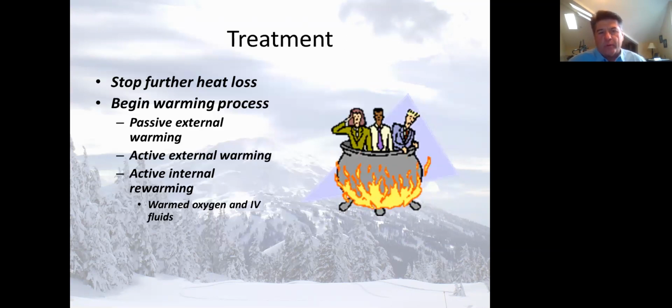You want to begin the warming process right there by passive external warming. Think about it: it's passive, meaning you're not doing anything active. External, on the outside, warming. Active external warming is a little bit different. I'll go over that in a few minutes. And then active internal warming, we'll go over that in a few minutes. So what you want to do most often is stop further heat loss.